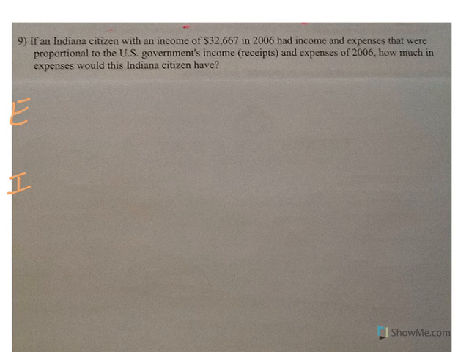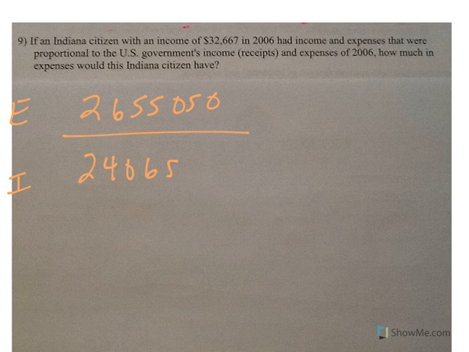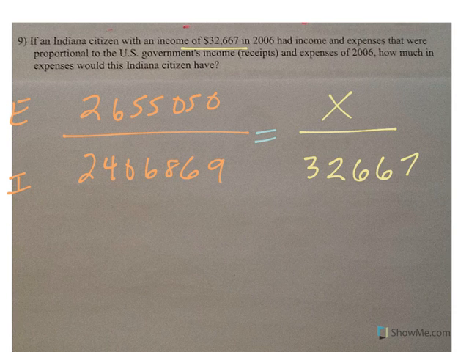So for the U.S. government, I've got 2,655,050 for expenses and 2,406,869 for income. The Indiana citizen has an income of 32,667, and we're trying to find the expenses.